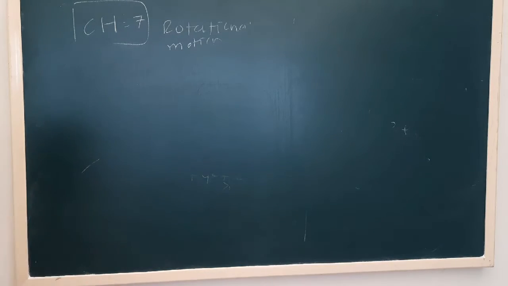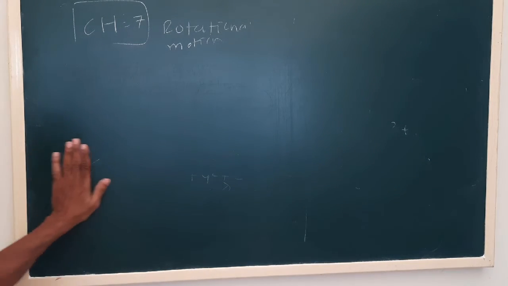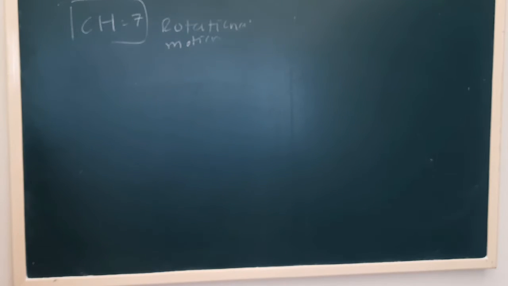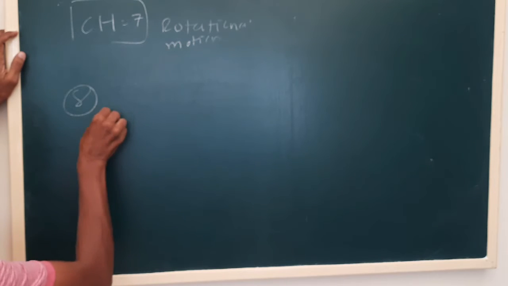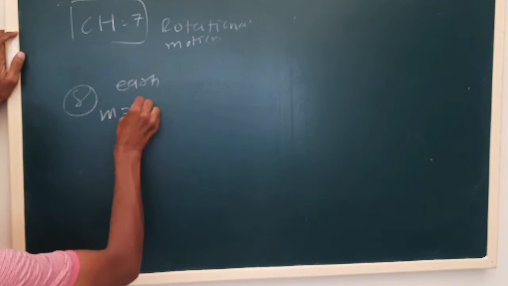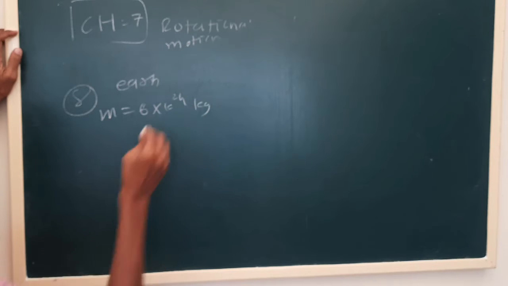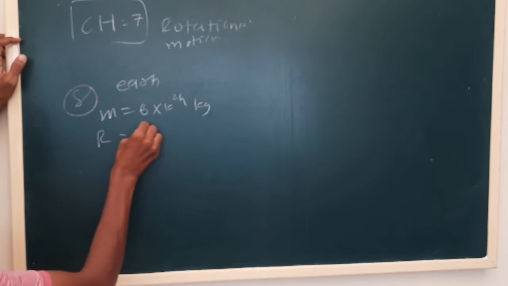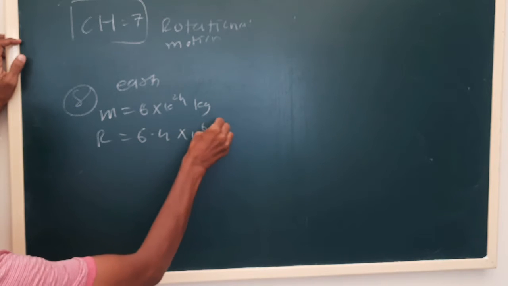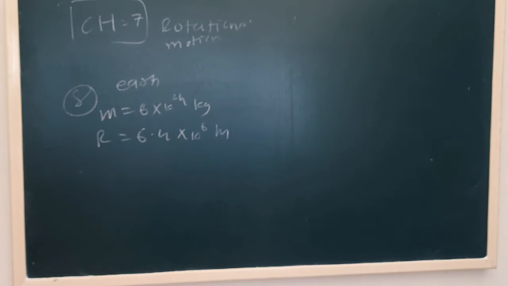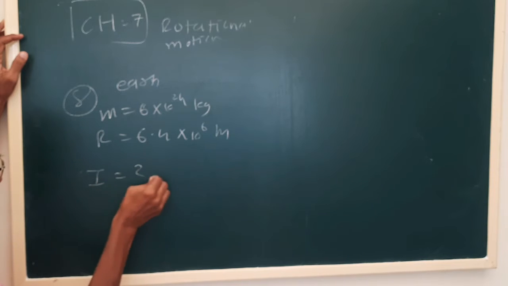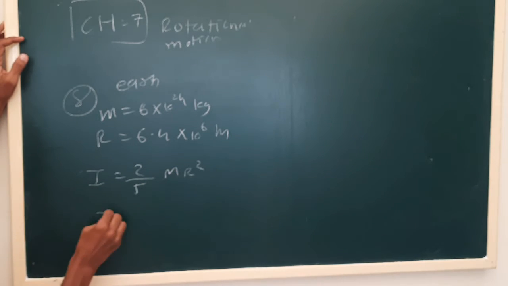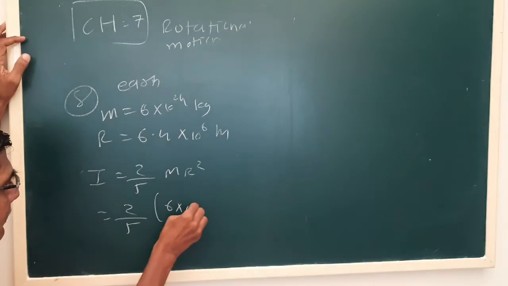Now we know Earth, we consider it a sphere. Okay, we have to calculate its angular momentum. Okay, now the mass of the Earth is, radius is. Okay. Now we have to calculate angular momentum. Say Earth is a sphere, moment of inertia I is 2 by 5 m r square. 2 by 5, mass is 6 into 10 to 24.